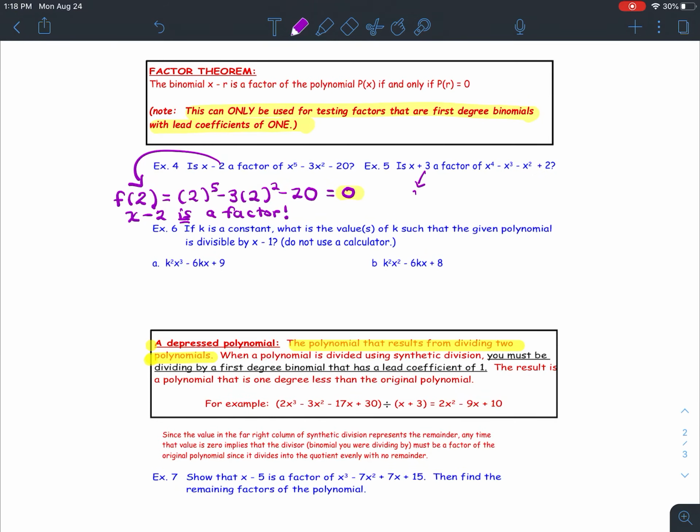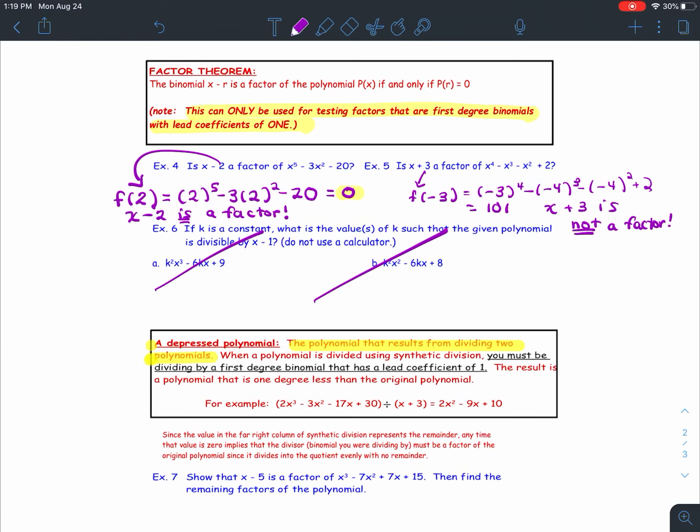We're asked, is x plus 3 a factor of, and then here's a quartic polynomial. Okay, so I'm going to do the opposite, plug in -3 in for all of the x's. Okay, if I get anything other than a 0 as my answer, which I think I'm going to get 101, that means that x plus 3 does not divide into this evenly. There is a remainder of 101, so my conclusion would simply be that x plus 3 is not a factor. Okay, it's not a factor.